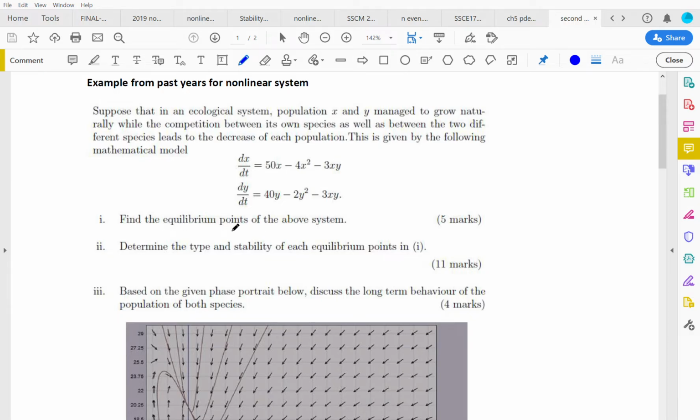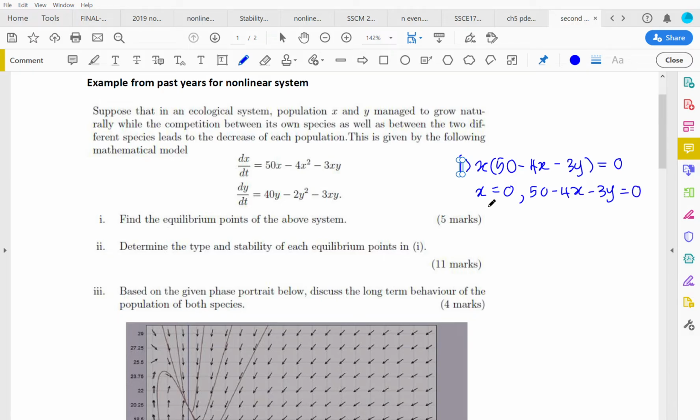For the equilibrium points, we take the right hand side of both equations as usual to answer question number 1. I will need to factorize the right hand side of the first equation and make it equal 0. So I will have x multiplied with 50 minus 4x minus 3y equals 0. From here we get two expressions. The first one is x equal to 0. The second one is 50 minus 4x minus 3y equals 0.